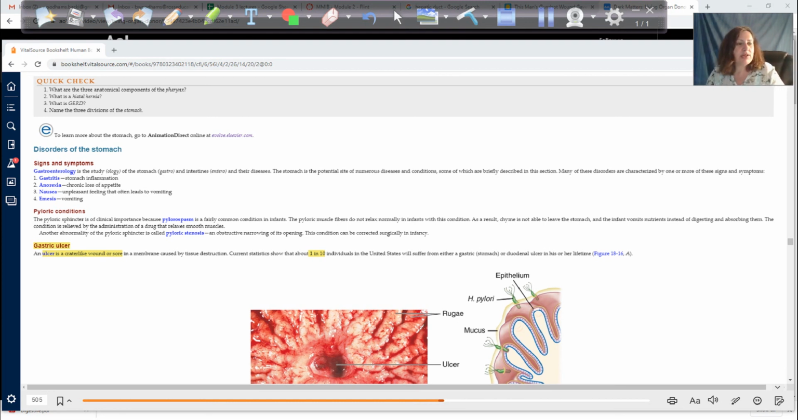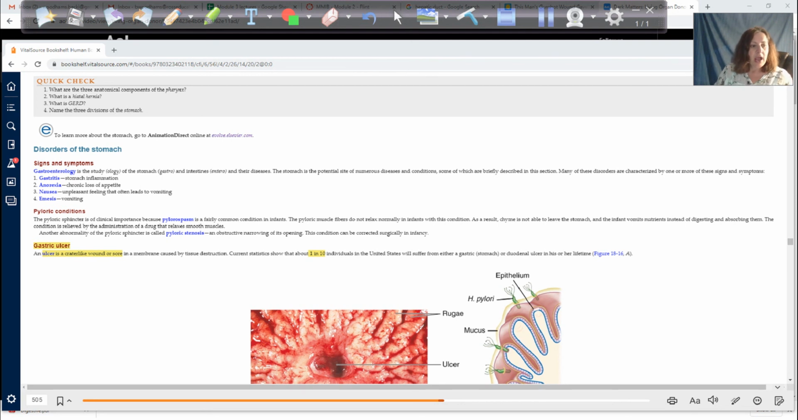Anorexia, I really don't like this definition. It literally means chronic loss of appetite. Yes, people who are anorexic stop feeling hungry, but anorexia is more of a mental disorder because they won't eat because of the fear of becoming fat. So there's a whole different psychological component to the word anorexia, where I don't think that definition says enough. Gastritis is just inflammation of the stomach, which could be from a variety of reasons.